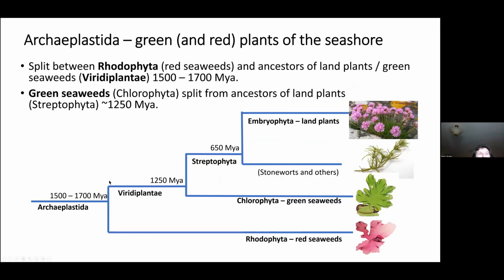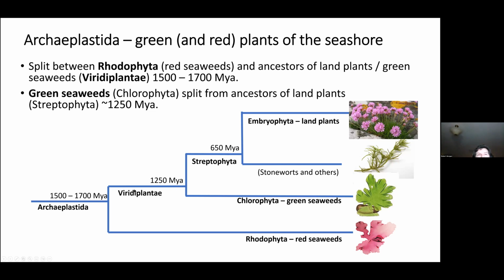Okay, so we're going to look now at these Archaeplastida, and they divided to give us the red seaweeds first. And again, that happened an awful long time ago, maybe about 1500 million years ago. And that's all the red seaweeds we find on the seashore, the ones that look like brown seaweeds, or the very leaf-like ones that are like porphyra and things like that, and dulse and so on.